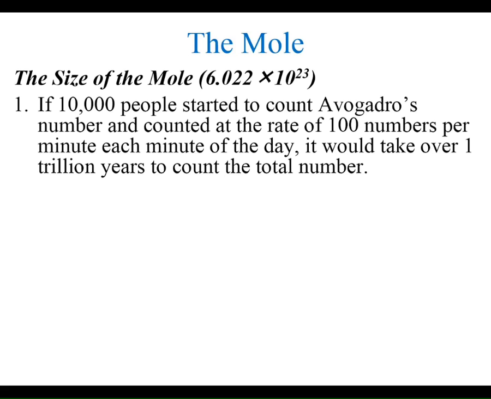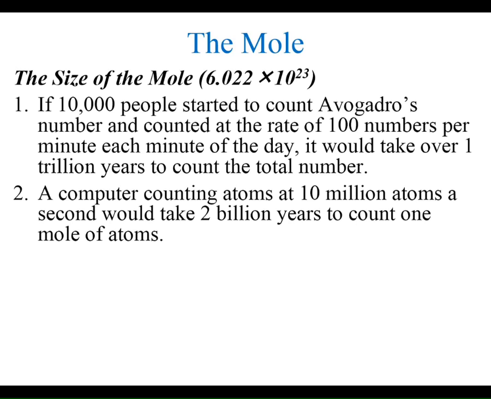Let's say we got a computer and went crazy, and the computer's going gangbusters, counting 10 million a second. It would still take over 2 billion years to count the atoms just one time in your pennies, or in 1 gram of hydrogen, because it is a huge number, because atoms are really, really tiny, right?